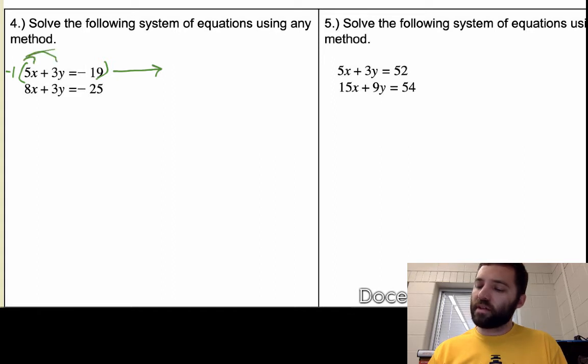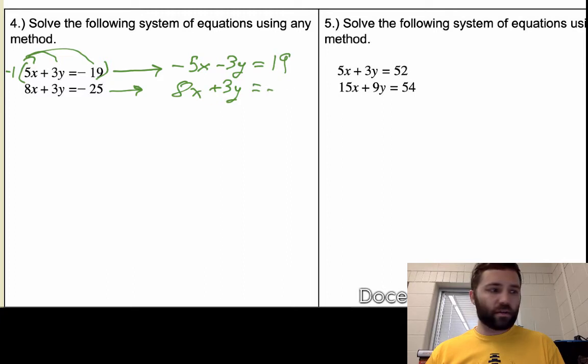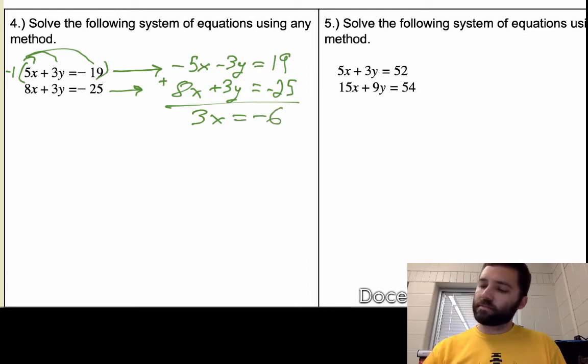Okay, so I'm going to times everything in that equation by -1. This, this, and this. So I'll end up with -5x minus 3y plus 19 is equal to positive 19. I'm going to leave the bottom equation alone. So the bottom equation, I have 8x plus 3y is equal to -25. Now, I'm going to add the equations together. And so -5 plus 8, I get 3x. -3 plus 3 is 0. Here I get -6. And then when I divide by 3, I get x equals -2.